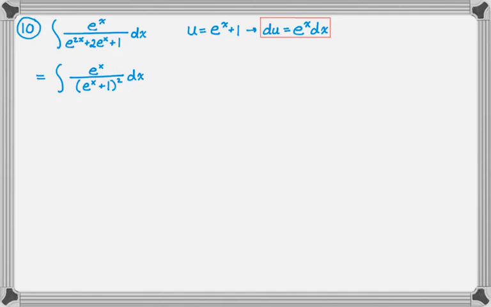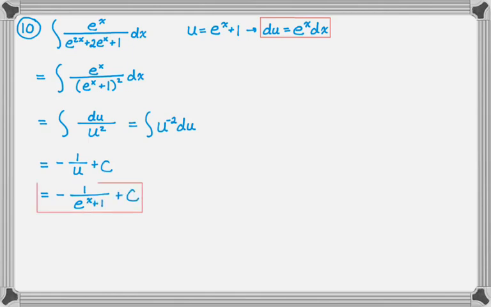So that e to the x in the numerator is going to get lumped in with du, and this integral is going to end up looking pretty simple. So it ends up looking like du over u squared, which you might rewrite as the integral of u to the negative second du, and then plus 1 times the reciprocal gives me negative 1 over u plus c, and then u is equal to e to the x plus 1, so we get this. Okay, let's take a look at a new problem.